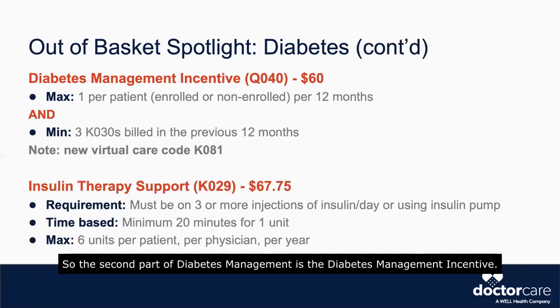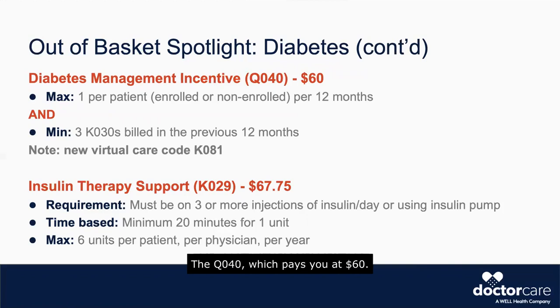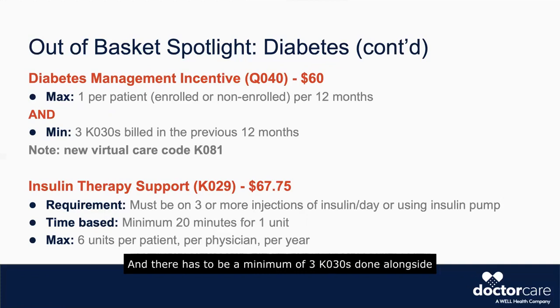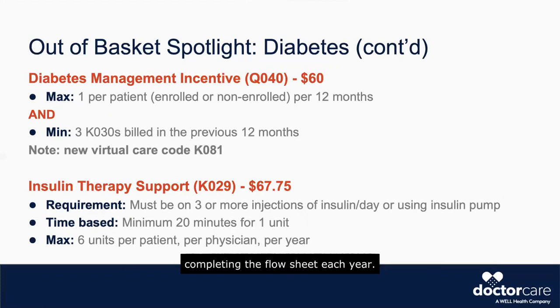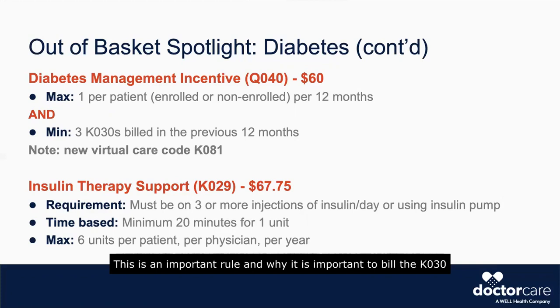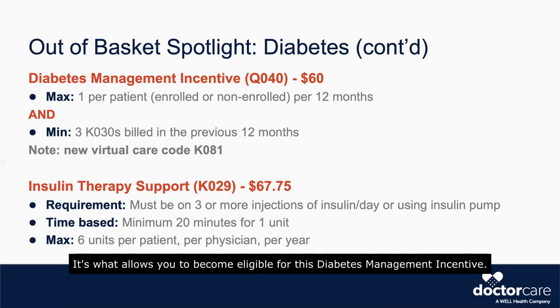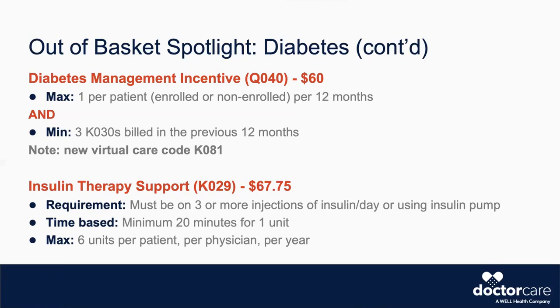So the second part of diabetes management is the Diabetes Management Incentive, the Q040, which pays you $60. This is only eligible once a year per patient, regardless of their enrollment status, and there has to be a minimum of 3 K030s done alongside completing the flow sheet each year. This is an important rule and why it is important to bill the K030 instead of the A007. It's what allows you to become eligible for this diabetes management incentive.